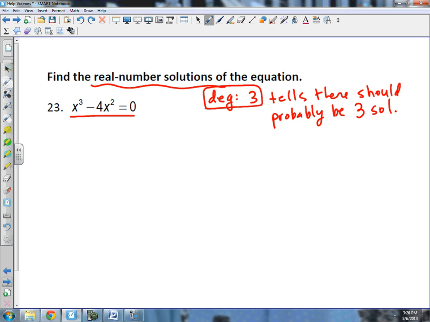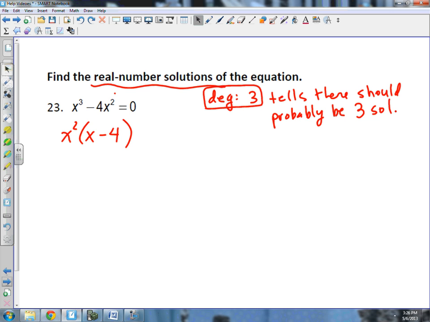So I look at that and I'm saying, okay, can I do MAF? No, not really. There's not a constant. Can I do difference of cubes? Not really. Like this thing's not a perfect cube. The only thing you can do, and actually get you the answer pretty quick, is take out a greatest common factor. The GCF out of these two is x squared.